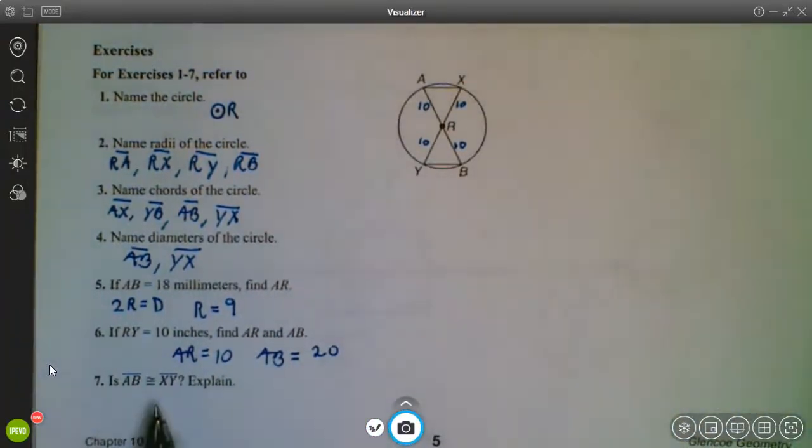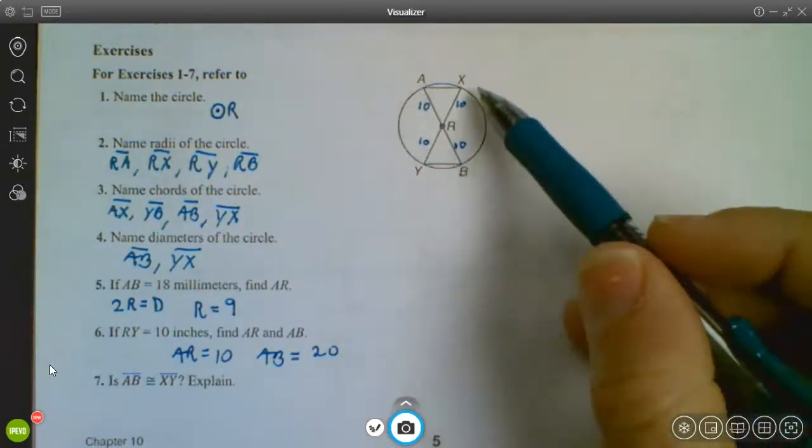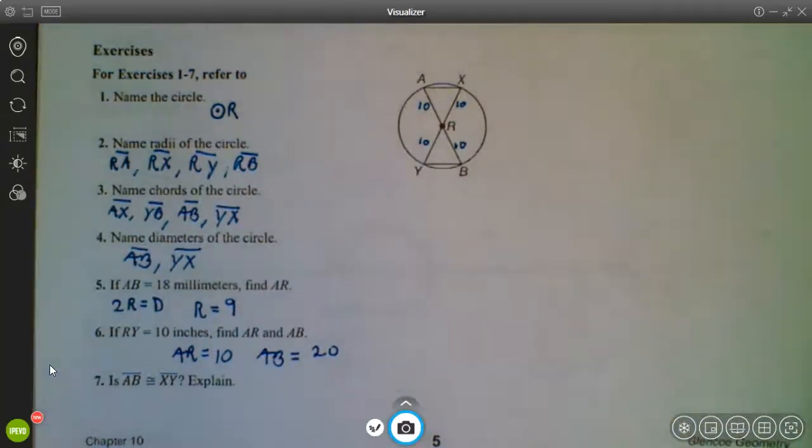All right, is AB congruent to XY? Well, you can even just see by the numbers that we put up there from the last one that yes, they would have to be congruent.